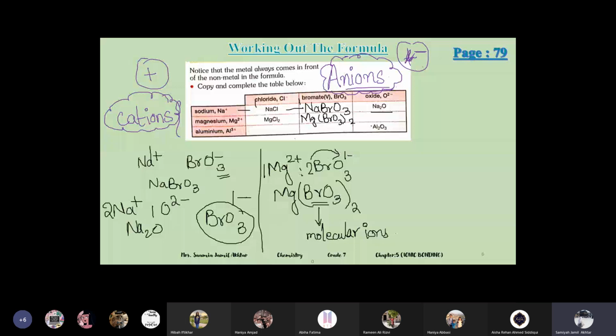Okay, the next one, magnesium and oxide. This one also we did, magnesium and oxygen. So the charges are balancing each other. They will cancel out and the formula will be simple MgO.